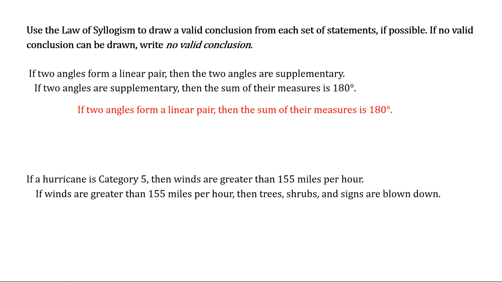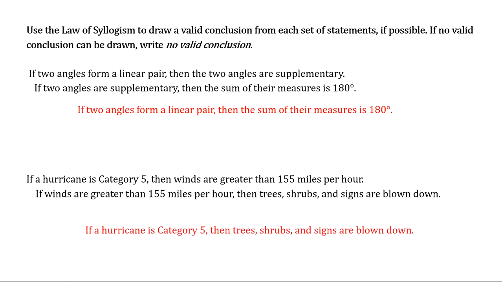All right, try the last one here. If a hurricane is category 5, then the winds are greater than 155 miles an hour. If winds are greater than 155 miles an hour, then trees, shrubs, and signs are going to be blown down. What's our conclusion for this one? Again, if you can't come up with a valid conclusion, just write no valid conclusion.